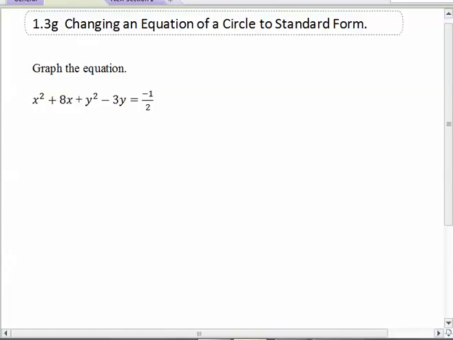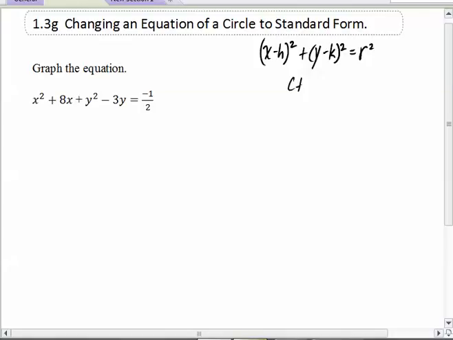We're going to take a look at changing an equation of a circle to standard form. Now, if you remember, standard form is this. And the reason that we would want to do that is if they asked us to graph the circle. Sketch a graph or graph the equation. So you remember, standard form looks like this.